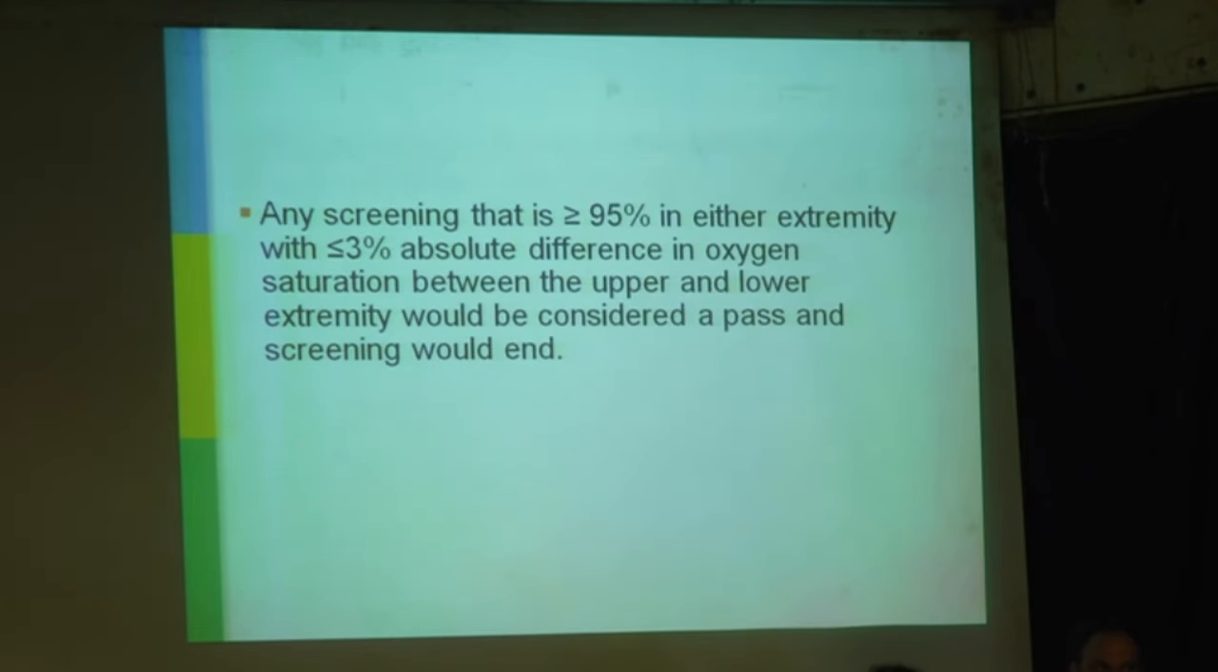If the screening is negative, the baby has passed the screening, meaning the saturation is greater than or equal to 95% in either extremity, with less than or equal to 3% absolute difference in saturation between the upper and the lower extremity. That would be considered a pass.